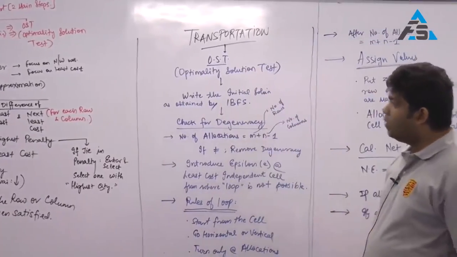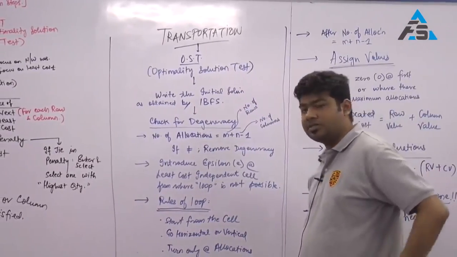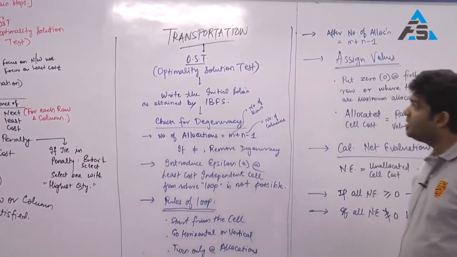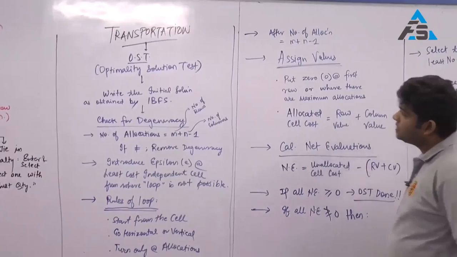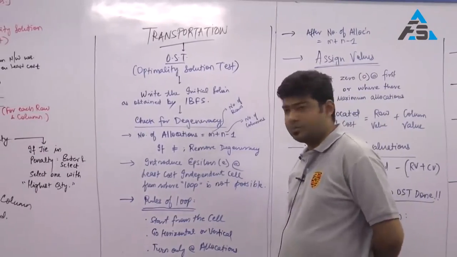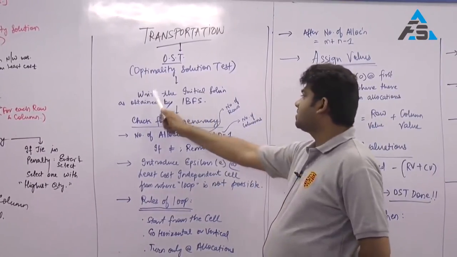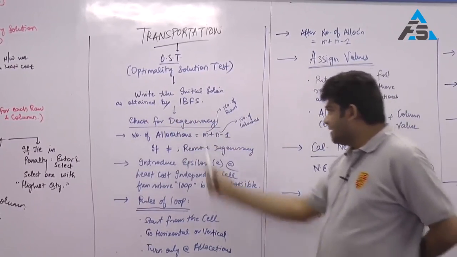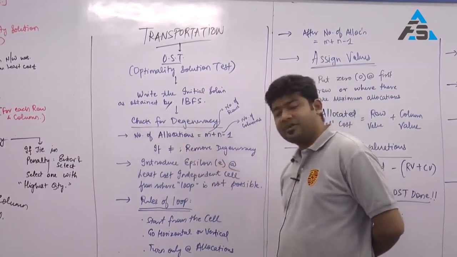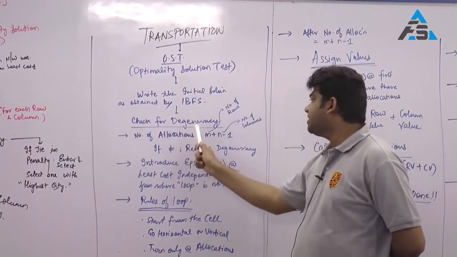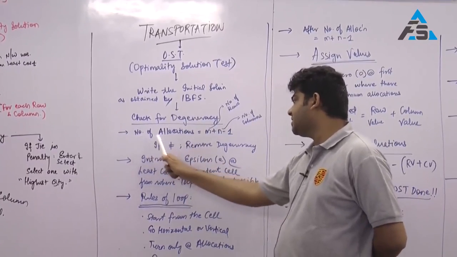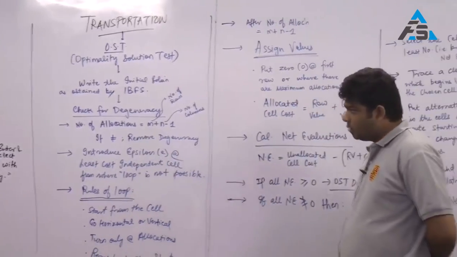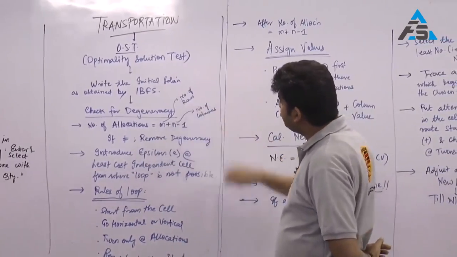Once IBFS for Vogel's is done, we move on to the next main step, which is OST, Optimality Solution Test, the most important point for transportation. First, write the initial basic feasible solution as obtained by IBFS. Then check for degeneracy. How do you check for degeneracy? You have to see whether the number of allocations is equal to m plus n minus 1. What is m? Number of rows. What is n? Number of columns.